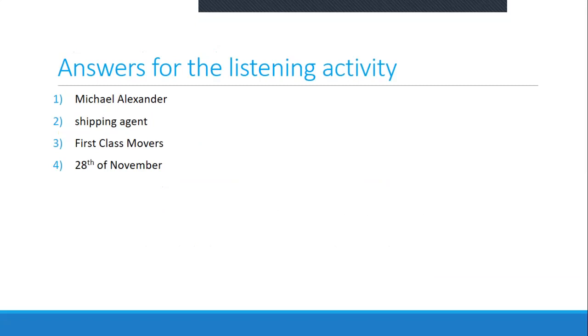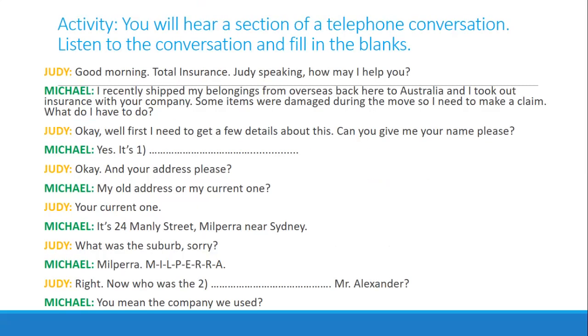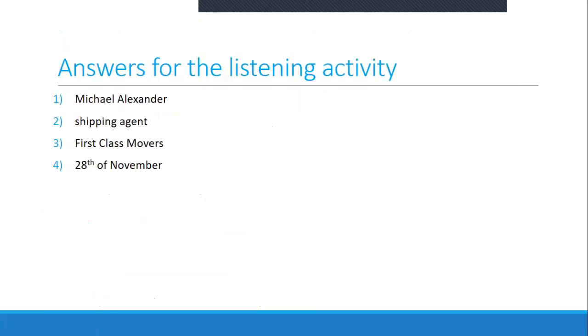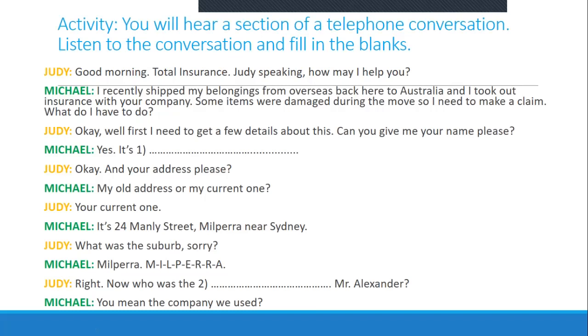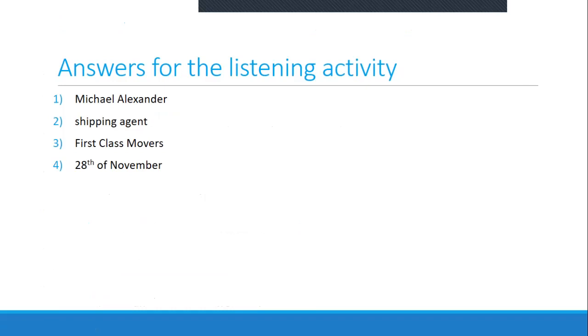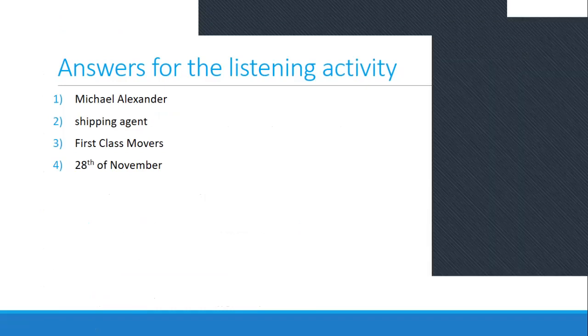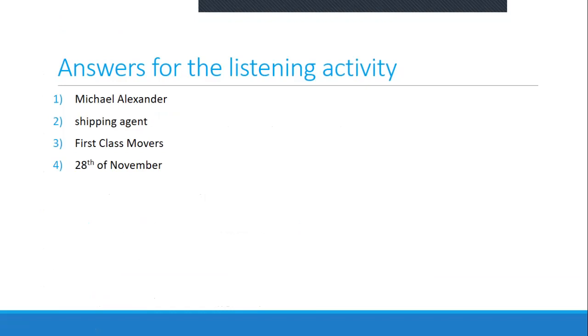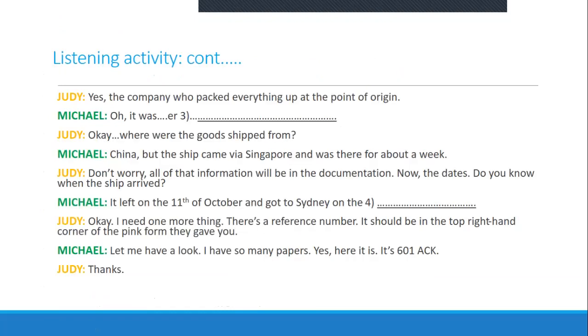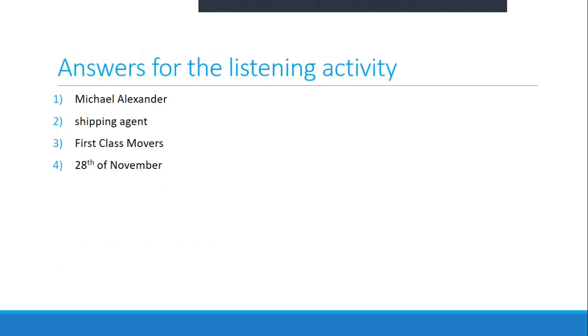Okay, these are the answers for the listening activity. So for blank number 1, the question was, can you give me your name, please? And Michael says, yes, it's Michael Alexander. Then the second question was, now who was the shipping agent? The lady wanted to know the name of the shipping agent. The answer for the third blank is First Class Movers. So the name of the shipping agent is First Class Movers.